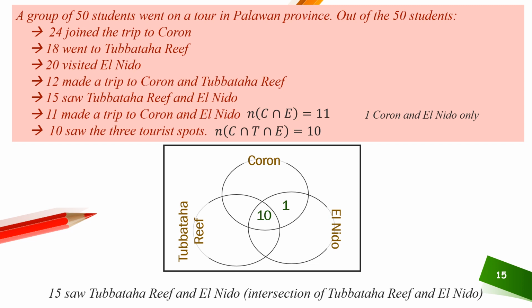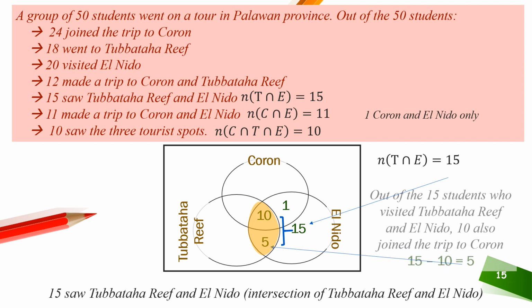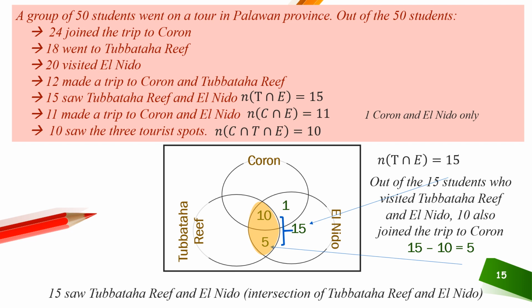Isunod naman natin ang intersection ng Tubataha Reef at El Nido. So based on the given, ilan ang pumunta sa Tubataha Reef at El Nido? Tama, 15. So out of the 15 students, meron din 10 na bumisita sa Coron. So ilan lang ang bumisita sa Tubataha Reef at El Nido? 5. Therefore, there are 5 students who visited Tubataha Reef and El Nido only.